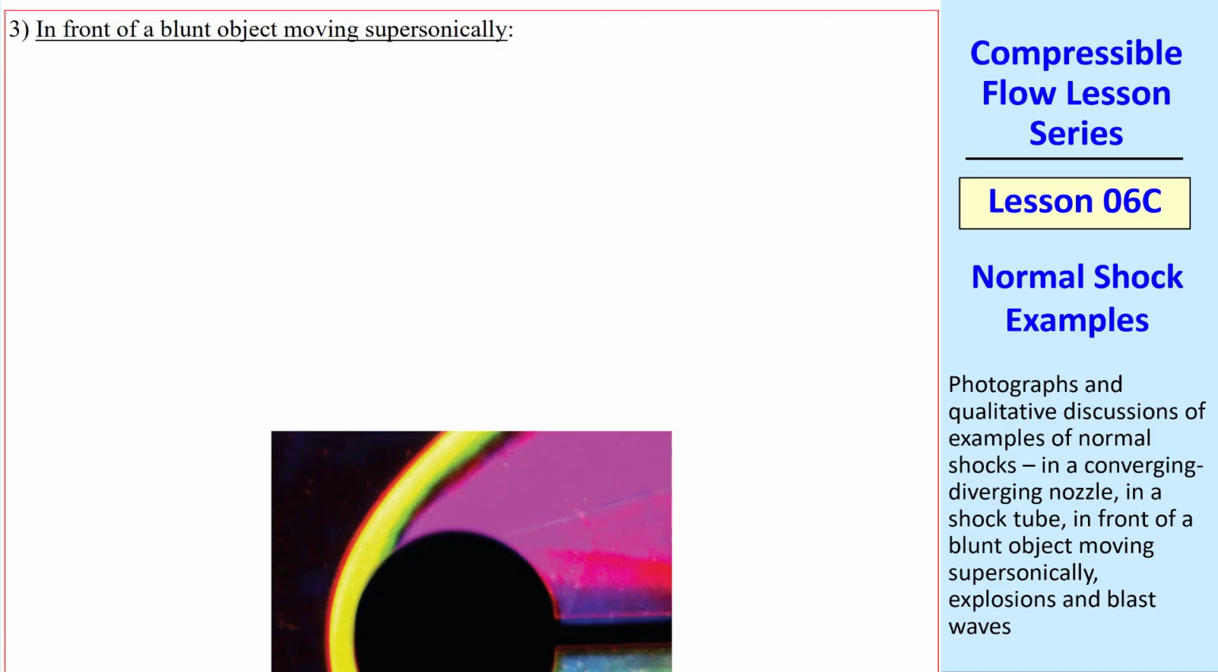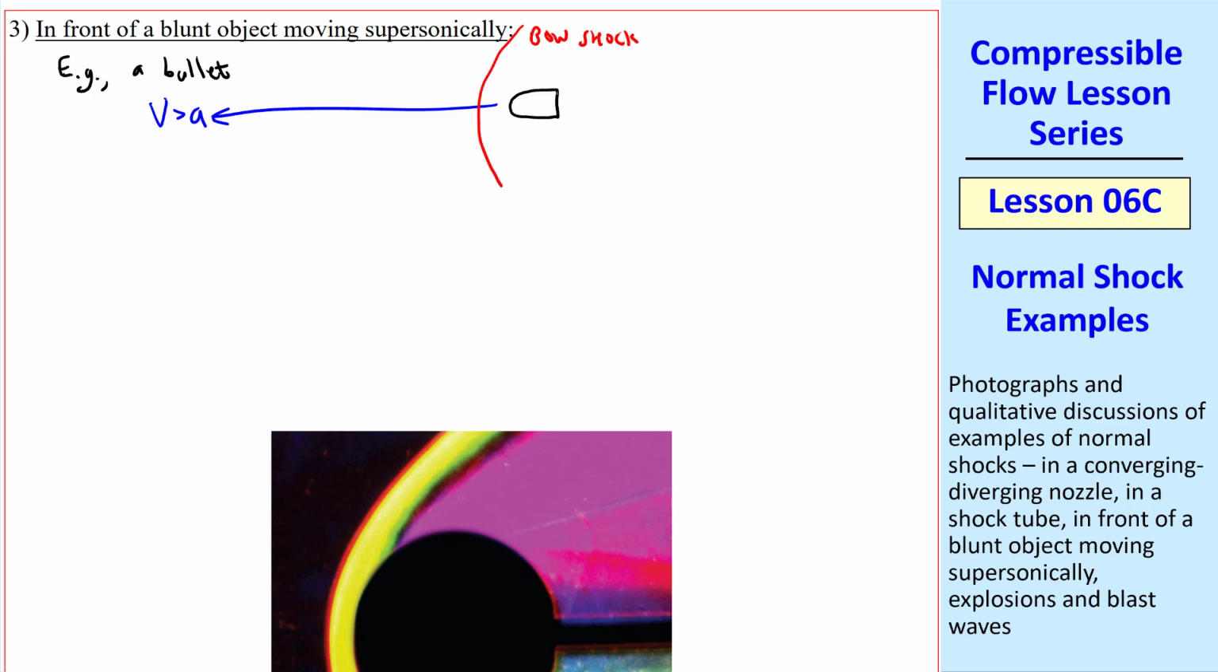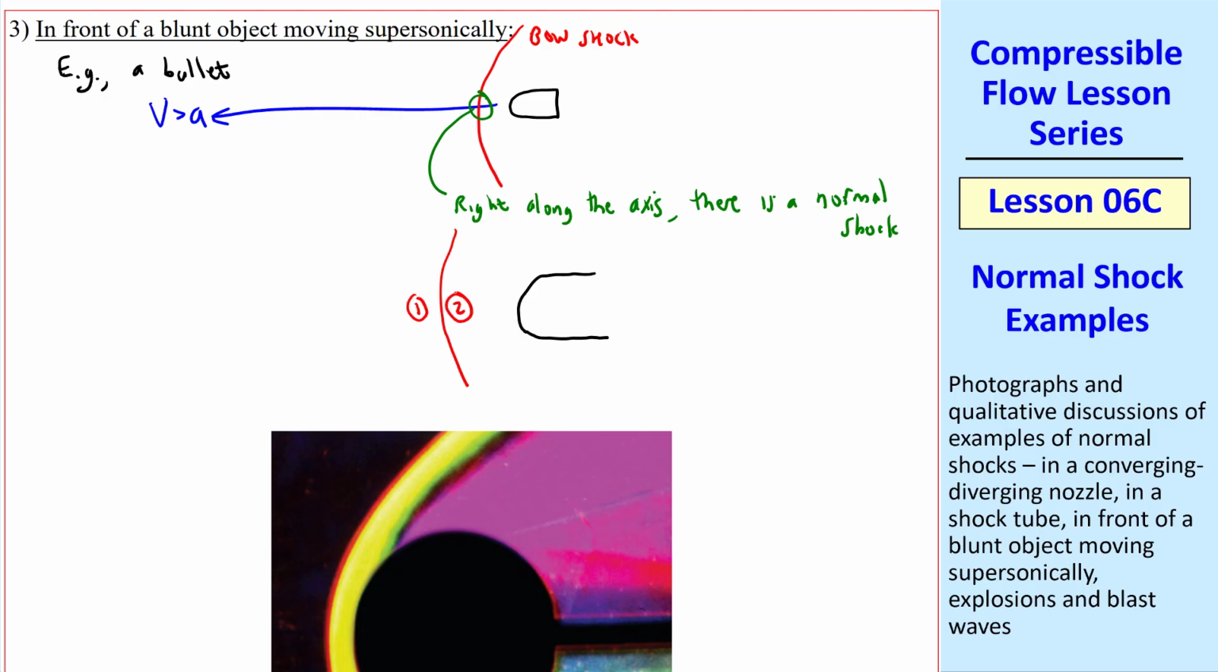A third example of normal shocks is in front of a blunt object moving supersonically. For example, a bullet. If the bullet is shot and moving at supersonic speed, what happens is you get a bow shock in front of this bullet. And I should draw the bullet a little better, showing it to be blunt at the front. Right along the axis here, there is a normal shock, but then it bends back as drawn and becomes an oblique shock out here. If we zoom in on this portion, we would again label this region 1 and this region 2, where the pressure is low to the left, and across the shock, the pressure is high. This is another example of a moving shock, since the shock itself moves with the bullet, here from right to left.